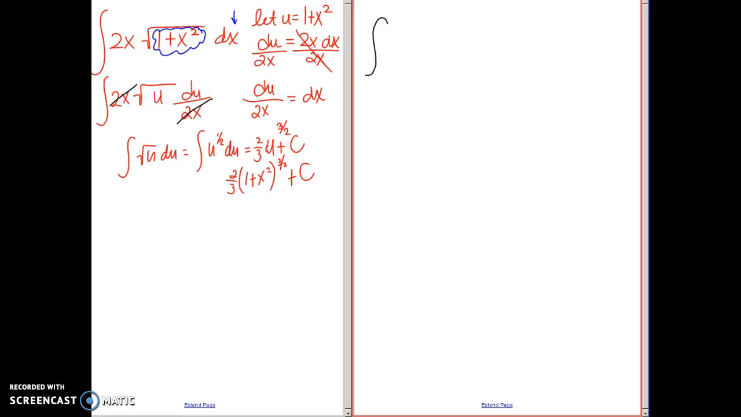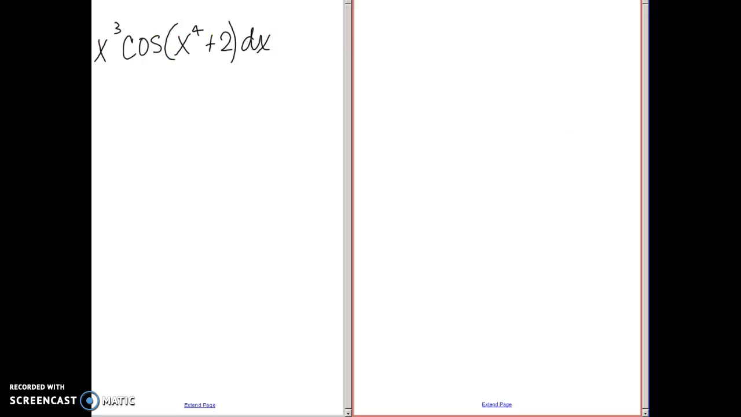We have the integral of x cubed times the cosine of x to the 4th plus 2 dx. The cosine is technically an outside function. Remember, using the inside doesn't always work, and I'm not going to lie to you and tell you it will. There's not a hard and fast rule that this always works.